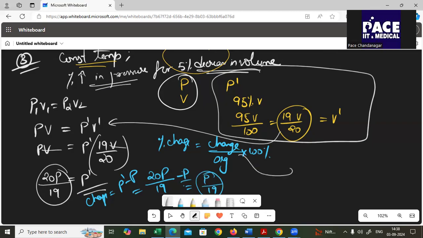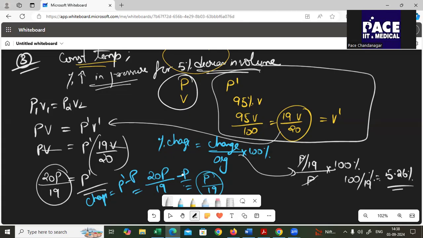So now let me go with using this. Change is P by 19 by original. Original is P times 100%. So now this would be 100 by 19%, whatever that answer is. That is somewhere around 5 point something, 5.26% is what we got. So here is my change in the pressure.